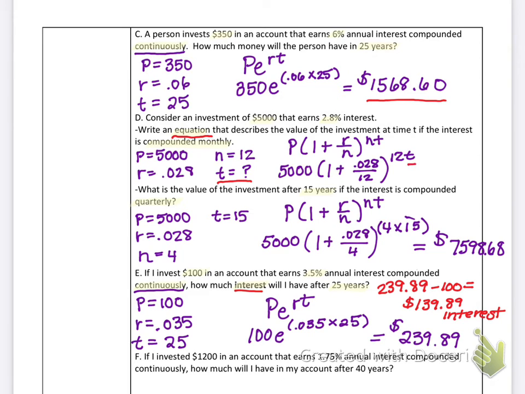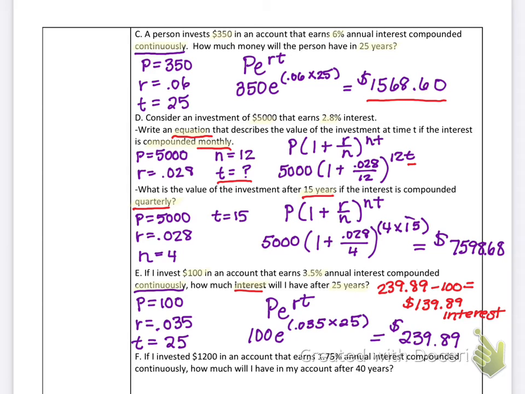So we've had to leave it in our equation just as T. The reason why this is important to be able to set it up is for the second part of letter D. Now notice that they've changed it to quarterly instead of monthly that they had before. And so although it's the similar setup, the N changes to 4, and so you'll have 4 times 15 because now that you've given us the actual time frame. And so we should have $7,598.68 after the 15-year investment.